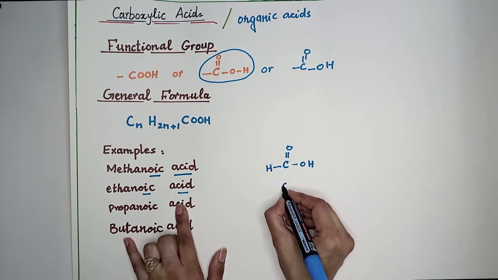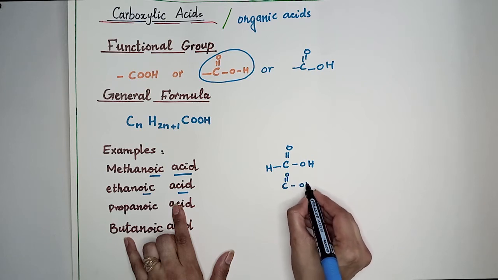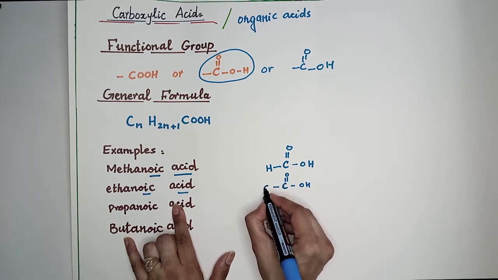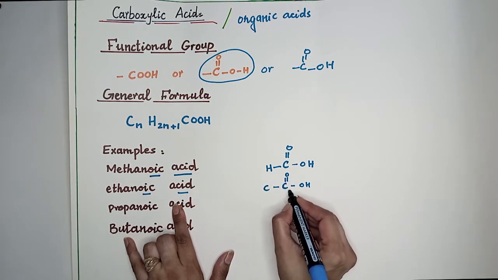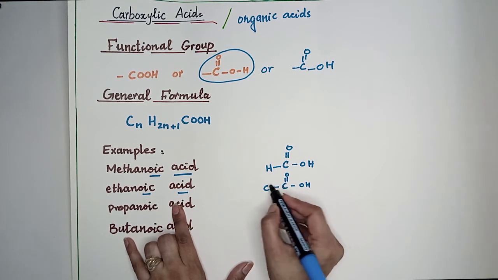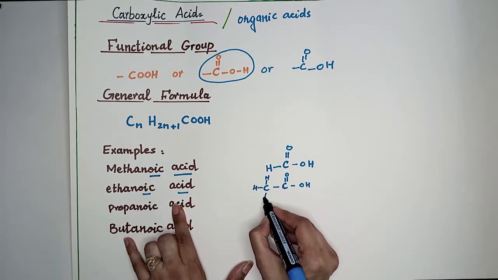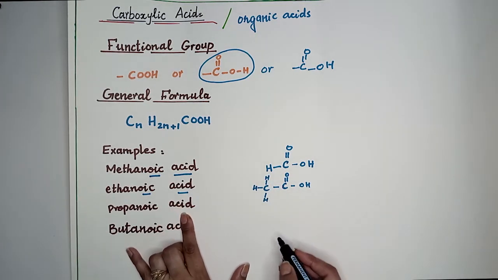If we want to write ethanoic acid, one will be the functional group. Eth has 2 carbon atoms, so in the chain we will have 2 carbon atoms. Complete all the 4 bonds of carbon: 1, 2, 3, 4. And where we do not have any other bond, we will use hydrogen. So this is the way to write ethanoic acid.